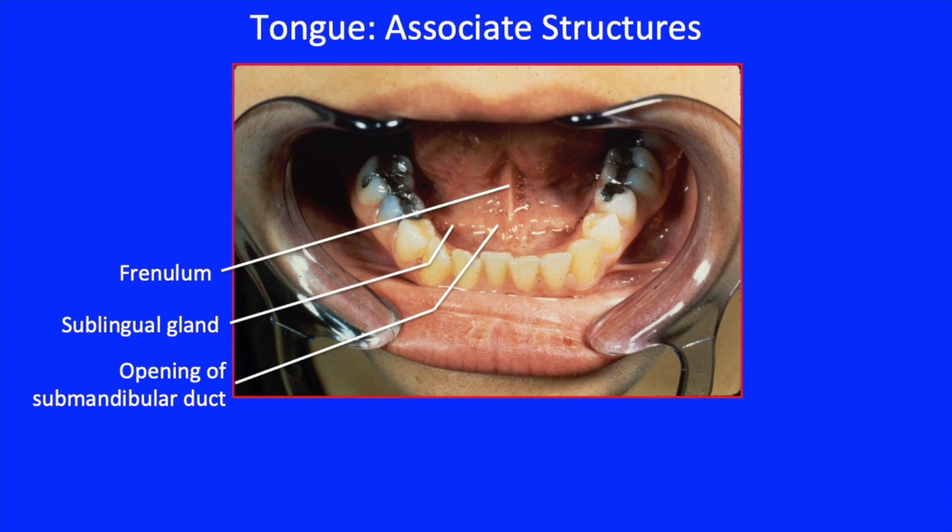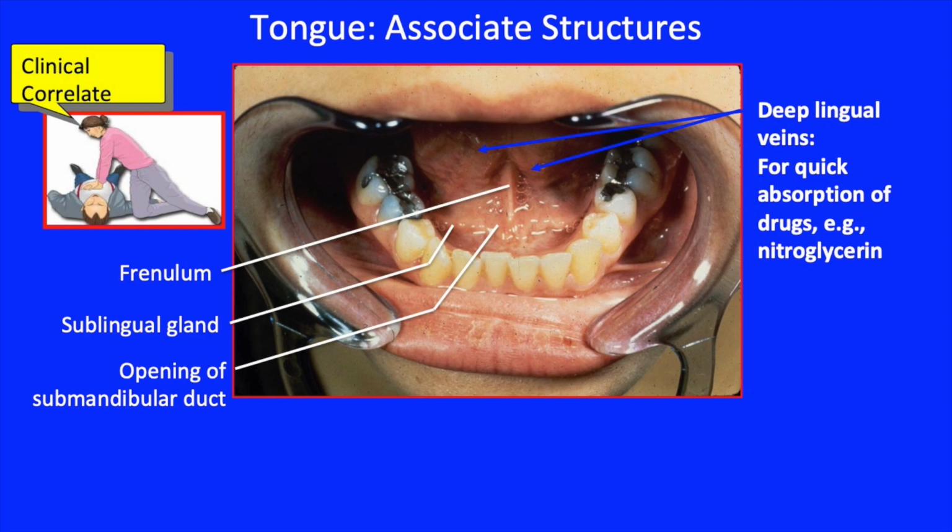As mentioned previously, the underside of the tongue is also where the frenulum of the tongue is located, which helps to anchor the tongue to the floor of the mouth, and the sublingual salivary glands are located there as well. It is also where the submandibular duct empties, just lateral to the frenulum. Of significant clinical relevance, I should mention the rich plexus of veins present on the underside of the tongue. This plexus is exploited for the rapid delivery of medications to patients, especially nitroglycerin, for the quick relief of pain due to angina.